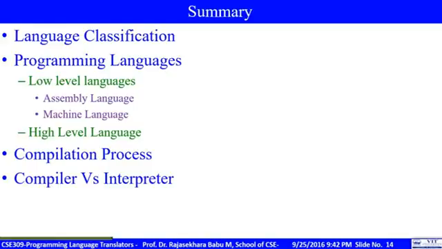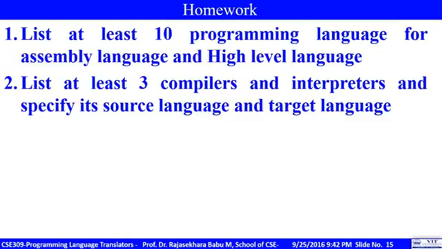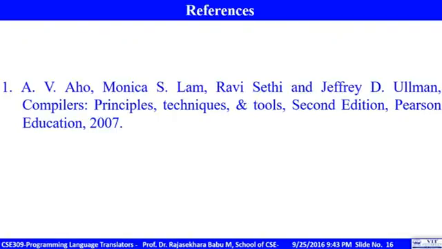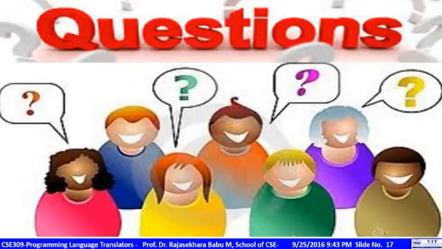As part of homework, you can look into at least 10 programming languages for assembly language and high-level languages, which are compiler oriented, and some of them interpreter oriented. List them, and then identify three compilers and interpreters, and specify the source language and target language. These are homeworks which will help you learn more and more about the differences between the compiler and interpreter. This is the textbook, and these are the questions.